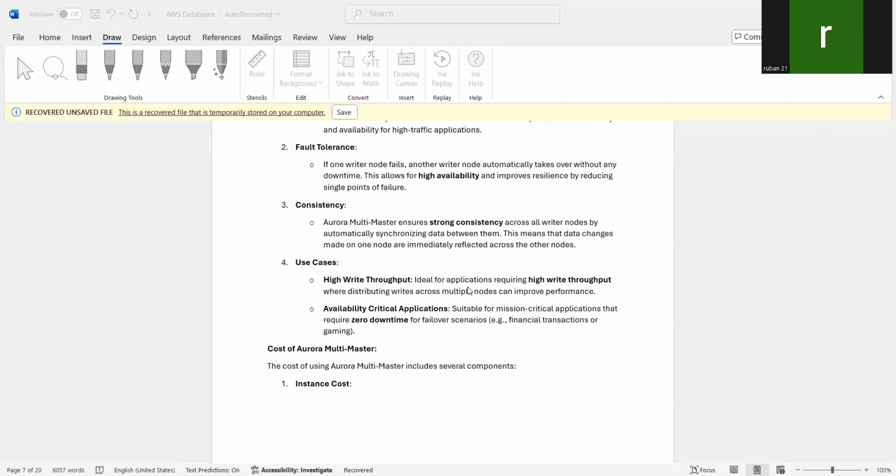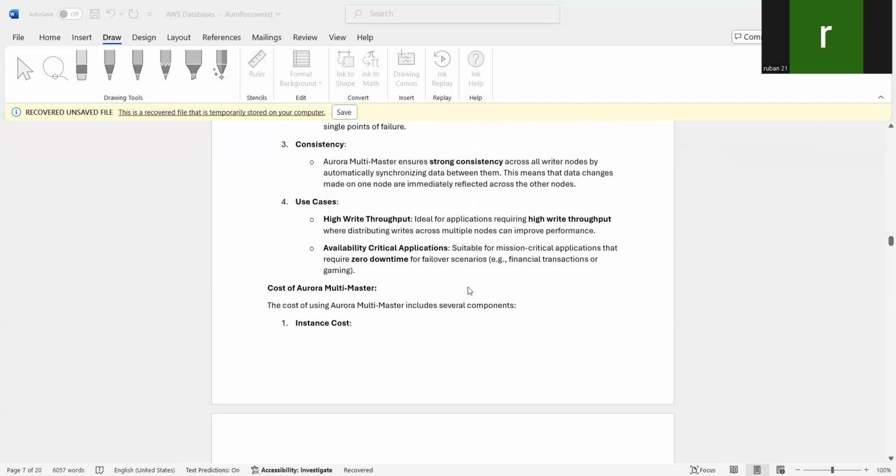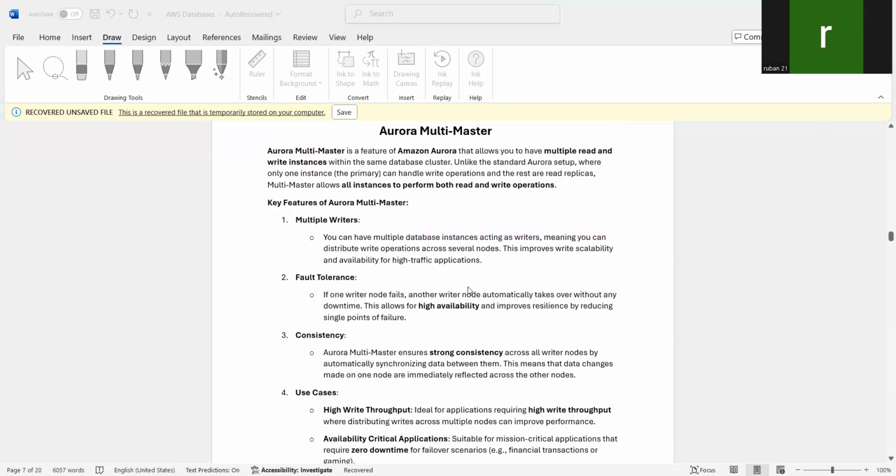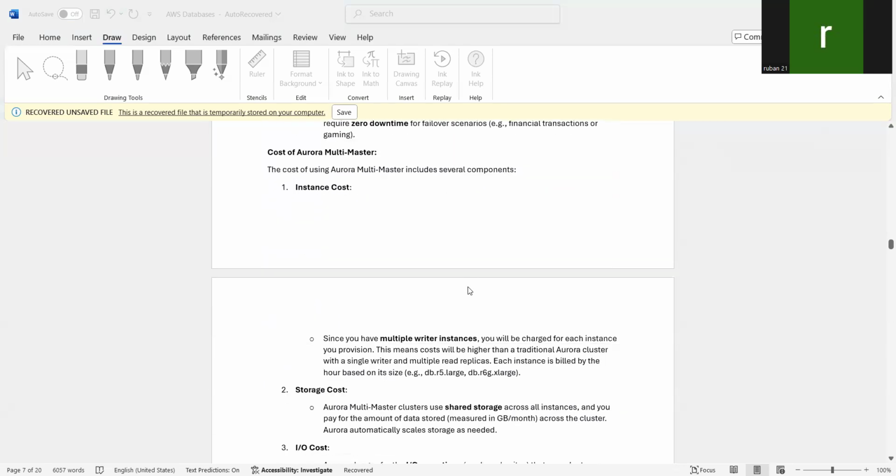Financial transactions, for example banks, have a lot of transactions happening. These are critical applications, so availability has to be there at any point of time. These are the use cases where you can use Aurora Multi-Master.